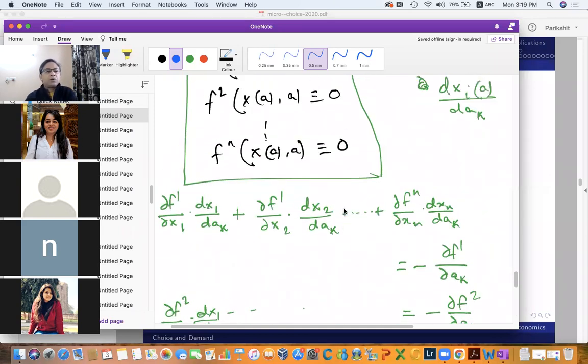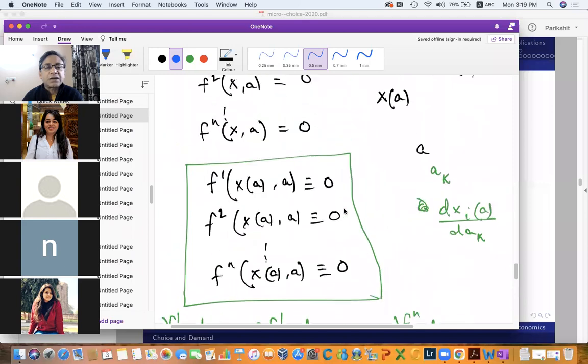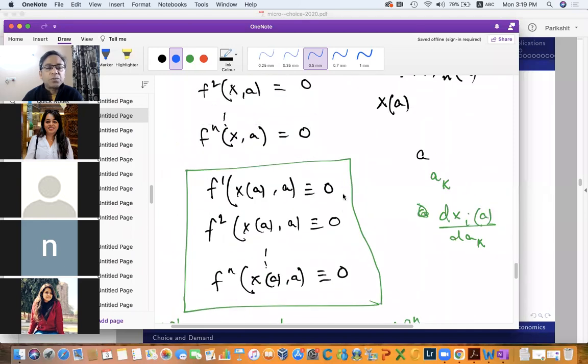Okay, so I am going to stop there because I'm out of time. So in tomorrow's lecture, I'll start with discussing the envelope theorem. Yeah. So I'll stop here now and take questions if there are any.